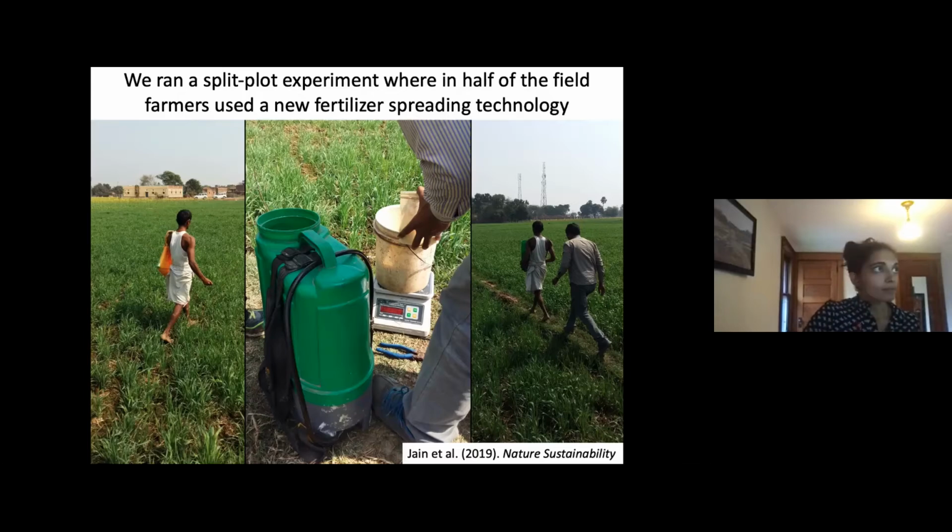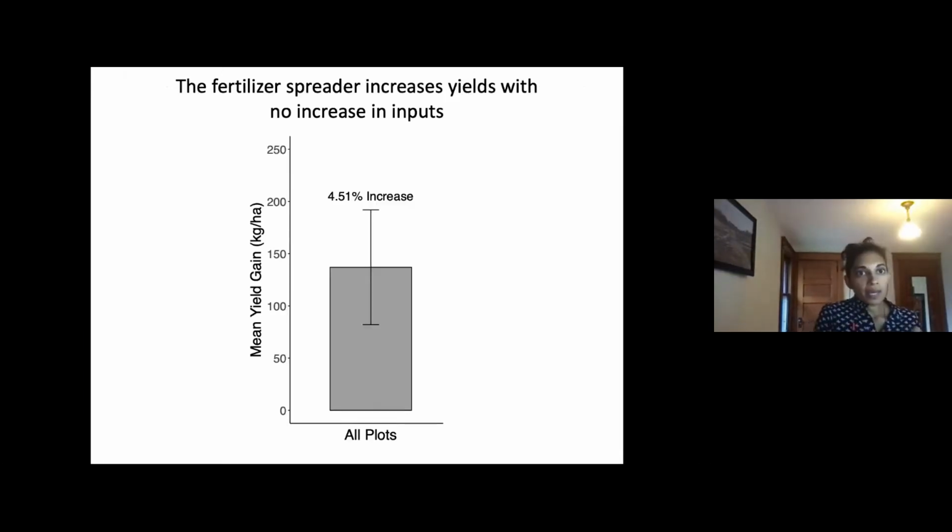And when we assess the impact of this intervention using those on-the-ground yield estimates, we find that this fertilizer spreader leads to an increase of yields of about 4.5 or around 5%. And this is with no increase in inputs whatsoever. So this is primarily by increasing nitrogen use efficiency by more evenly applying the fertilizers across the field.